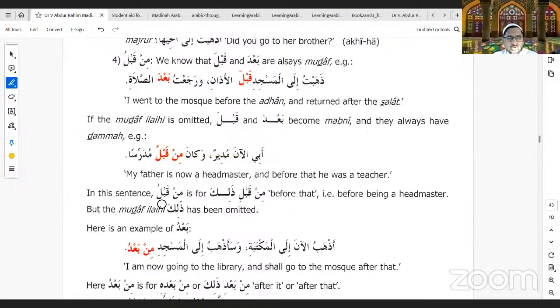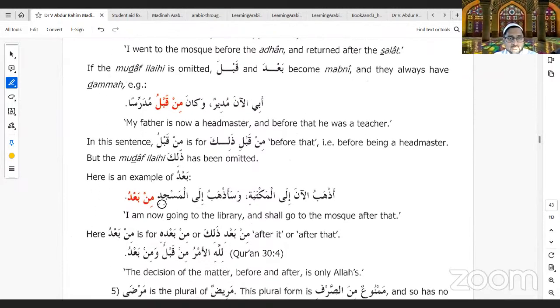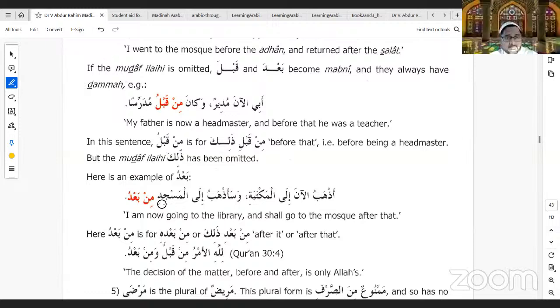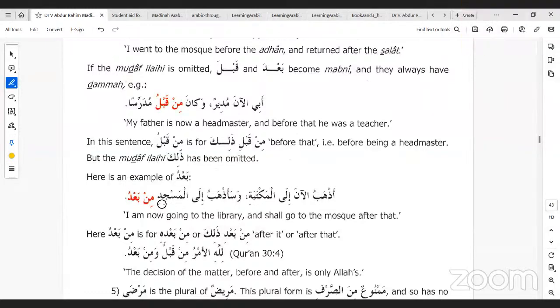This comes in the Quran as well. So qabla comes sometimes, and qablu comes as well. Here's an example of ba'du. Azhabu al-ana ila al-maktabati wa azhabu ila al-masjidi min ba'du. I'm now going to the library and shall go to the mosque after that. Here min ba'du is for min ba'dihi or min ba'di dhalika, after it or after that.